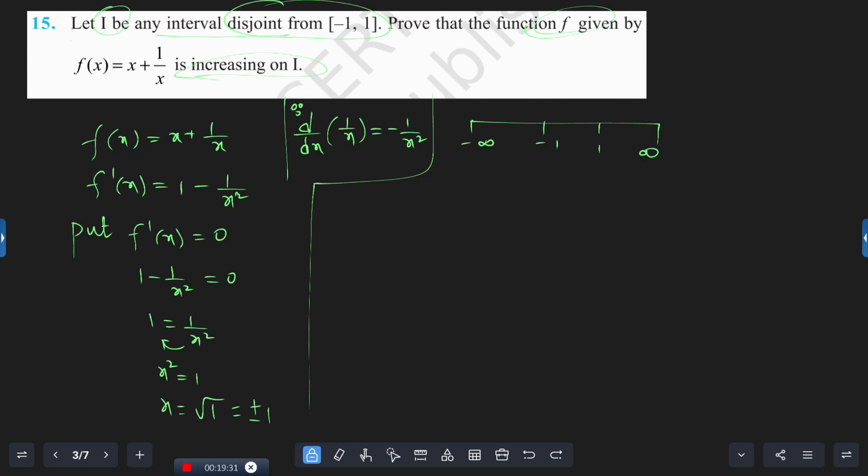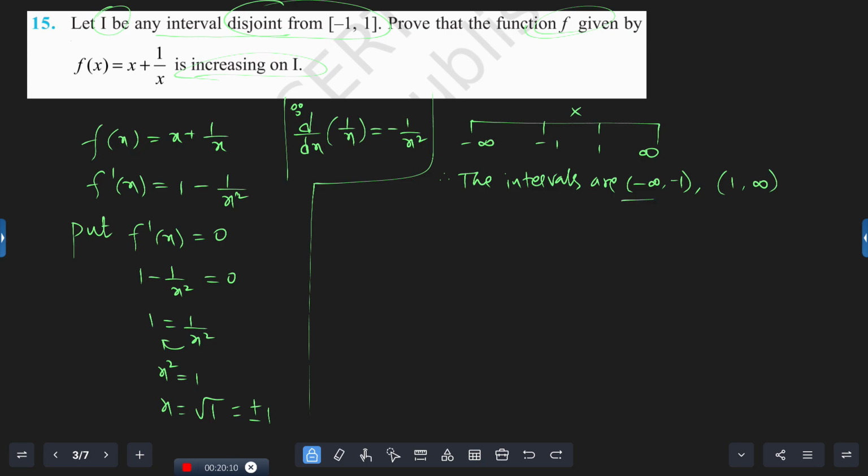See, they said very clearly disjoint from minus 1, 1. It means the middle interval you should not consider in this question. So this alone you remove. Therefore, the intervals are minus infinity to minus 1, and 1 to infinity. Minus 1 to 1 you don't consider, because they said in the question not to take it like that. Have you understood the meaning of disjoint from the interval? That middle interval minus 1 comma 1 you don't consider. That's it. This is the meaning of disjoint.